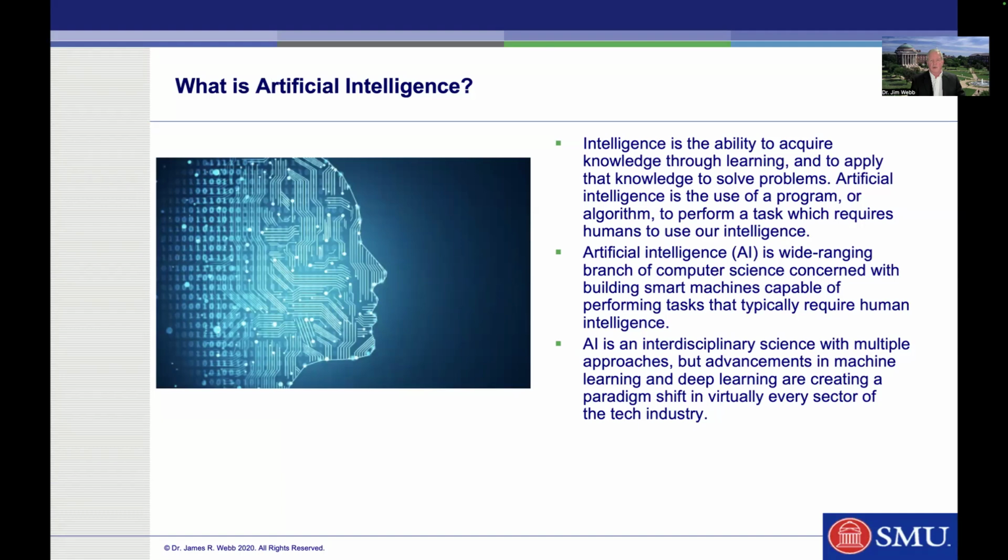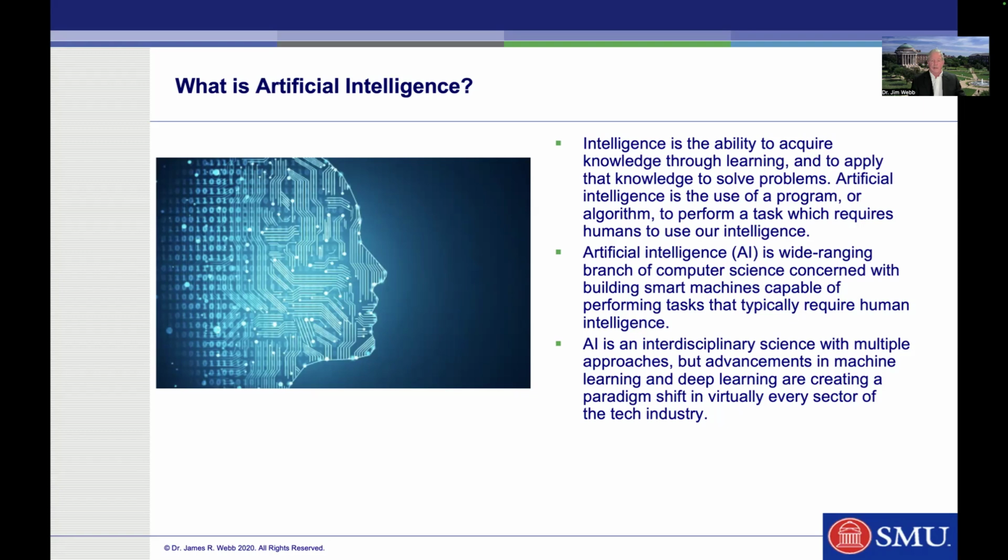Well, it's the ability to acquire knowledge through learning and be able to take that knowledge and solve problems with it. So you use a program, in this case an algorithm typically developed in artificial intelligence, to perform a task that usually requires the intelligence of humans, wide ranging from a branch of computer science concerned with building smart machines. We're usually performing tasks that typically require human intelligence, but we're trying to mimic that intelligence as best we can in the world of artificial intelligence.